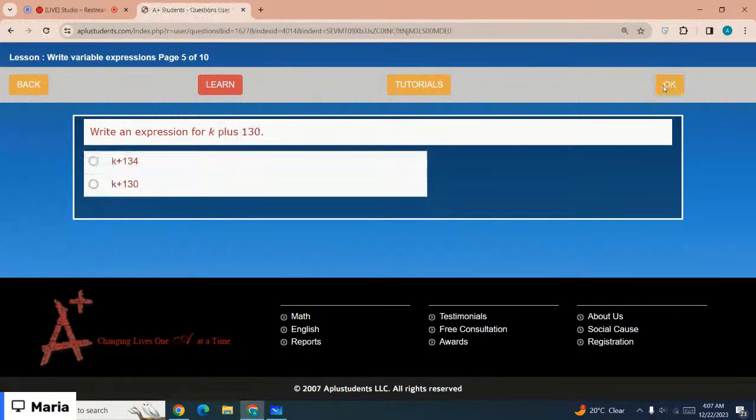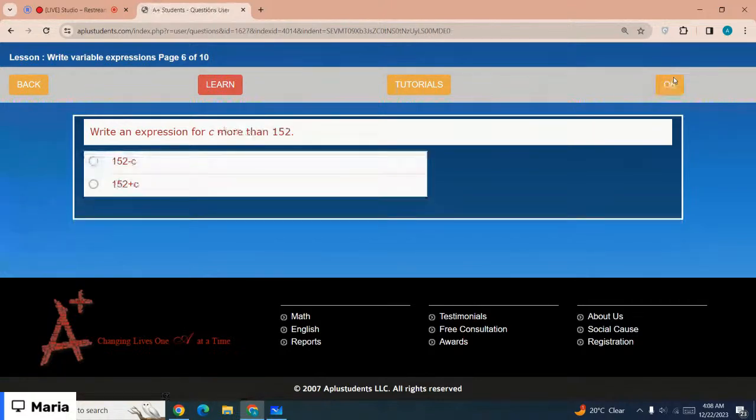Okay, the next one is write an expression for k plus 130. Which is the correct option? You have to add, right? So option number 2 is the correct option. K plus 130 is the correct option.